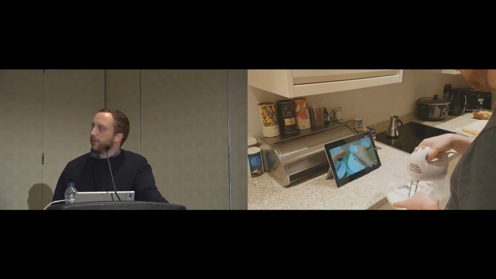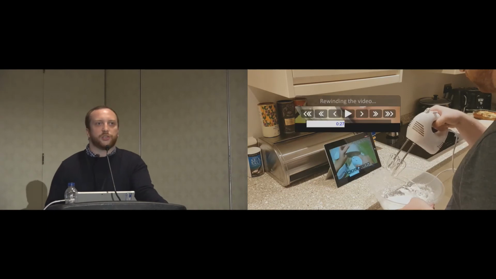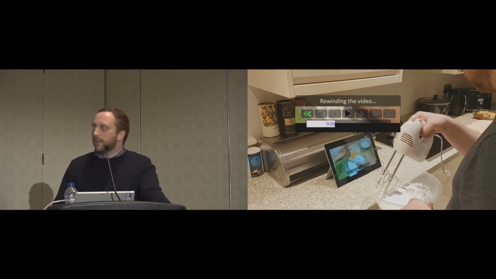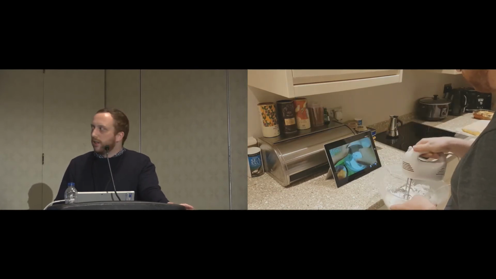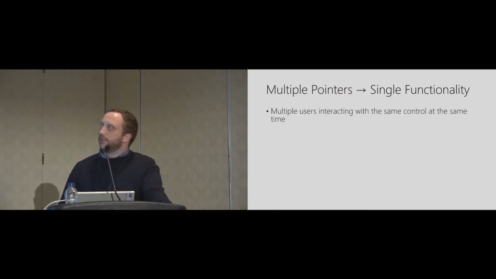So here's an example of using the inbuilt camera of a surface to rewind a recipe using the hand mixer. The user doesn't have to stop what they're doing, put the object down. They can interact with the system and carry on their task. The problem with the previous approaches is you can't have multiple users controlling the volume or selecting a channel. It gets a bit messy.